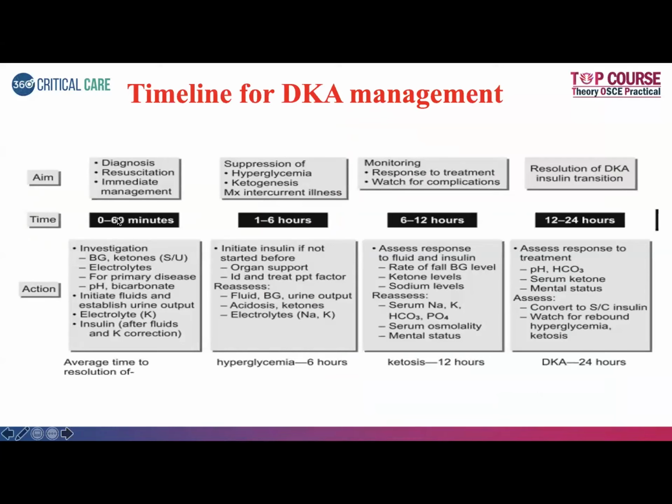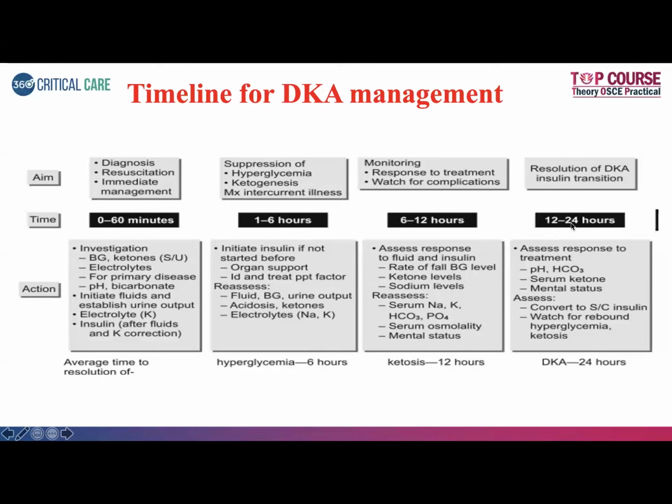So this is the timeline of management. Within 0 to 60 minutes: diagnose, resuscitate, immediate management. Look at pH, give first fluids, electrolytes, start insulin, and check blood gases, serum ketones, pH, and all that. 1 to 6 hours: suppression of hyperglycemia, ketogenesis, and organ support if needed, and again reassess all the values. 6 to 12 hours: monitor response to treatment, watch for complications. Look at the mental status, as the patient might be going into cerebral edema. Here suppression of ketosis happens.